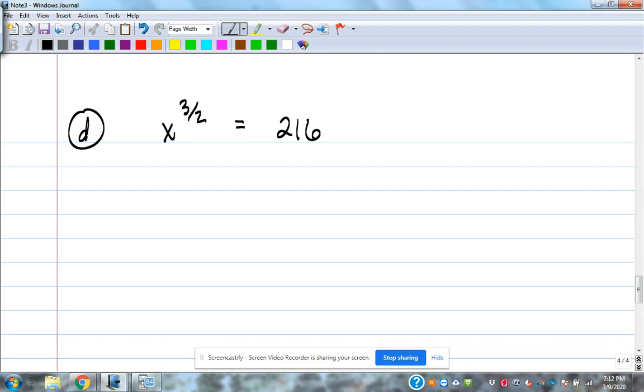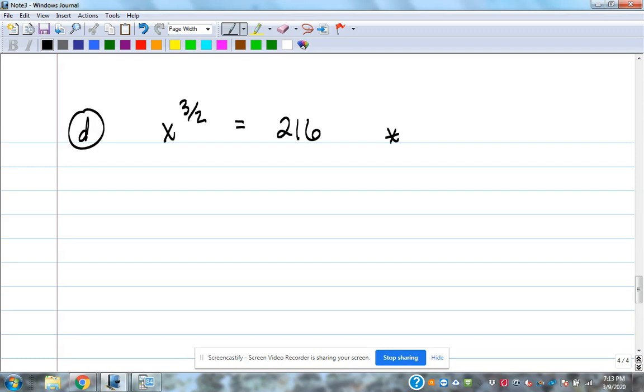x to the 3 over 2 is equal to 216. So this doesn't have a square root in it. Doesn't have a cubed root in it. It has a 3 over 2 power. And the shortcut to solving these, number one, isolate the part that has that radical or that rational exponent. The previous three problems all had square roots in them or radicals or cube roots. This one has a rational exponent. So we're going to isolate that piece. We're lucky on this problem that it's already isolated. We don't have to do that.